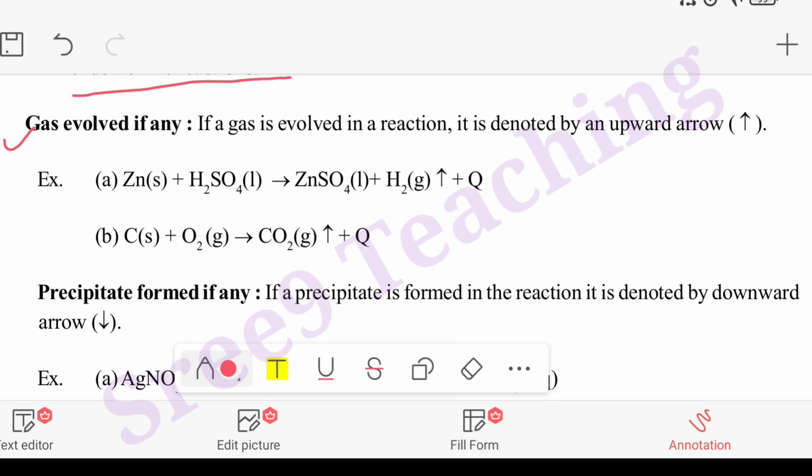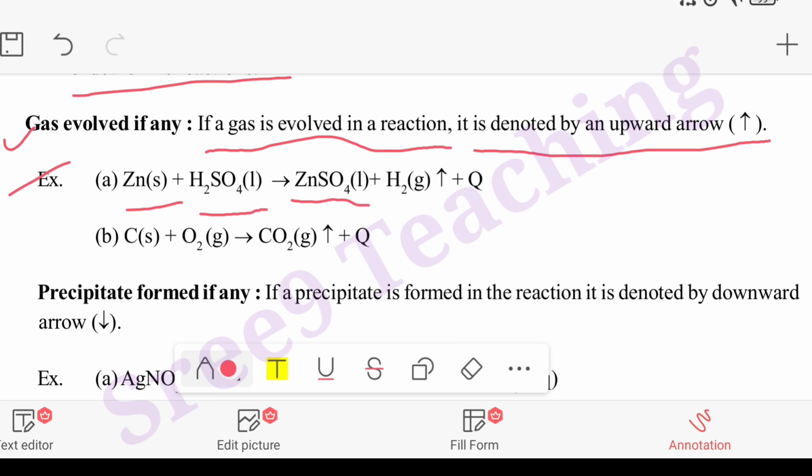See, gas evolved, if any. If a gas is evolved in a reaction, it is denoted by an upward arrow. See the example: Zn solid plus H2SO4 liquid gives ZnSO4, zinc sulfate, plus H2 gas, plus Q. So Q means heat is liberated as well as hydrogen gas is liberated. Q is written, which means heat is also liberated. Hence it is an exothermic reaction.